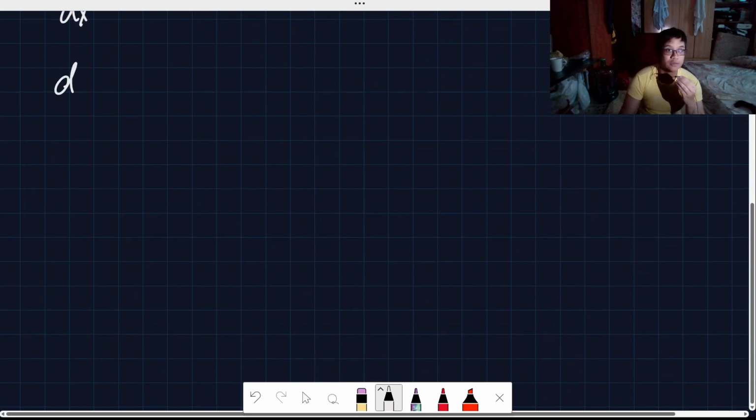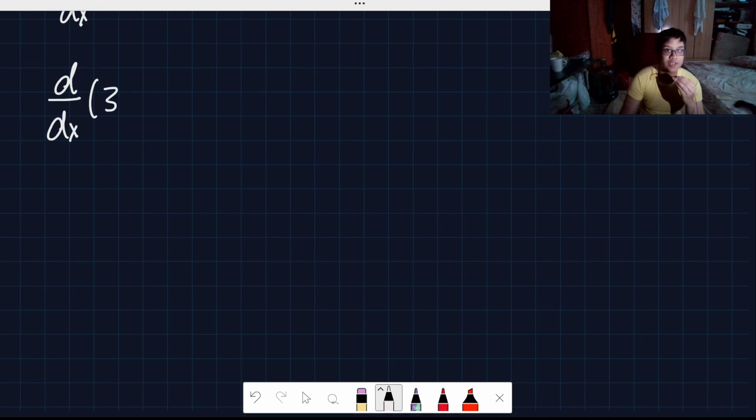We have this one: the derivative of 3x squared plus 4x plus 1. Let me just fix this one. Yeah, 4x plus 1. Okay. So all terms are separated by addition operation, so we can apply the sum and difference rule of differentiation here. As a result, we will have like this.